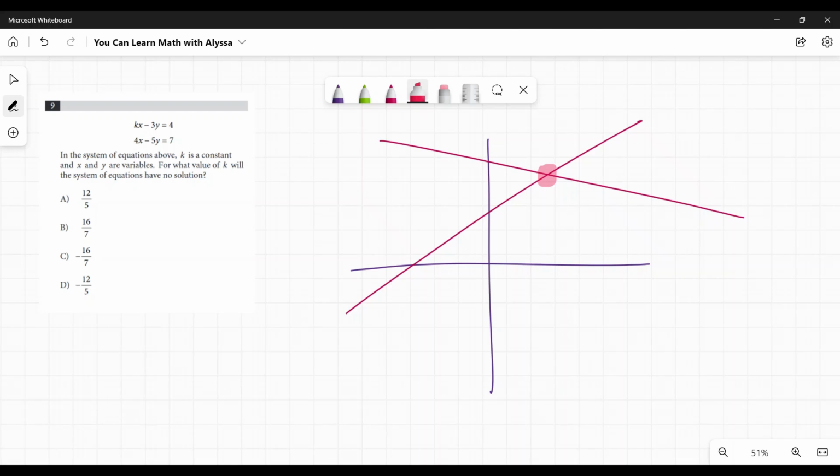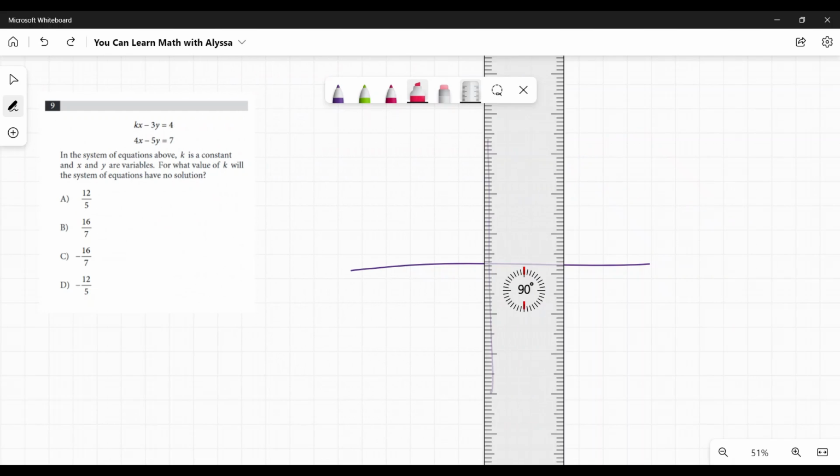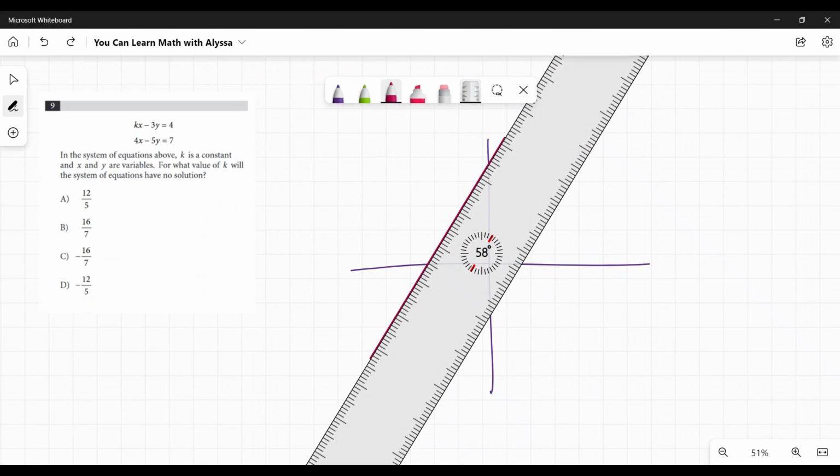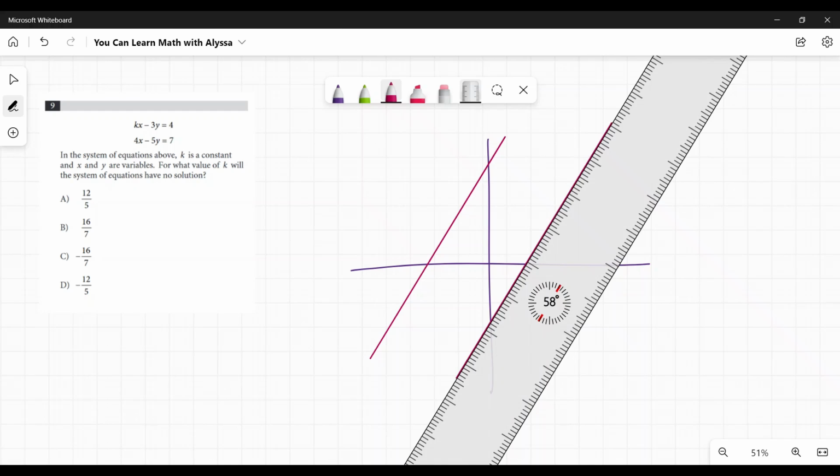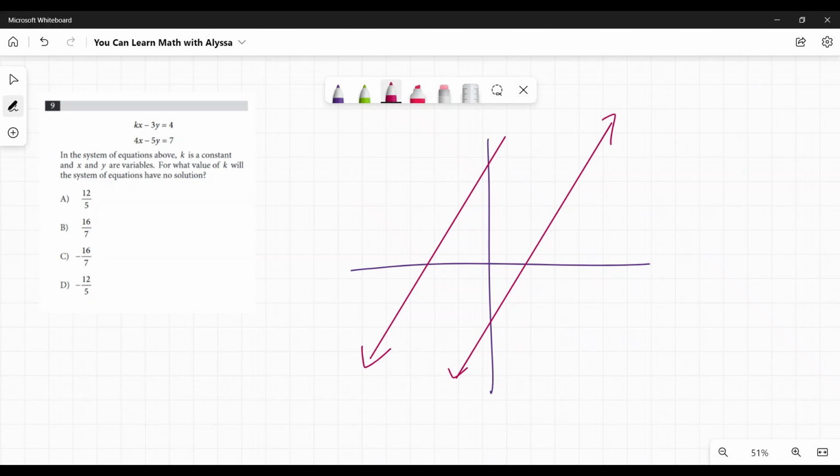So they want us to know, for what value of k will there be no solution? Well, how can you have two lines on a plane that never cross? There is only one scenario where two lines in a plane don't cross, and that is when those lines are parallel to each other. That is it. They have to be parallel. So you have to think of it in terms that these two equations represent lines, and we want to put in a value for k that will make them parallel to each other.